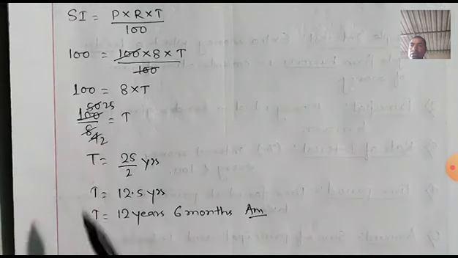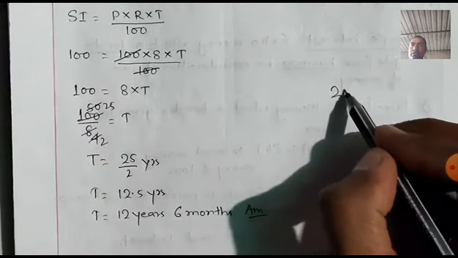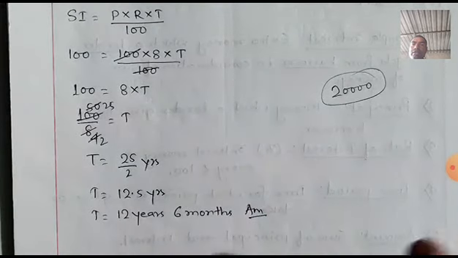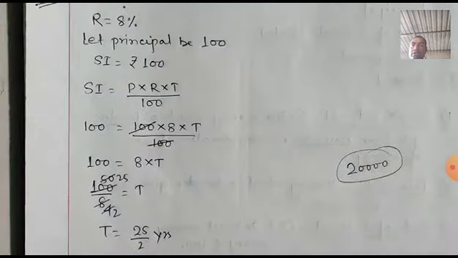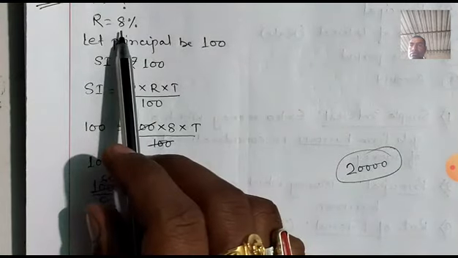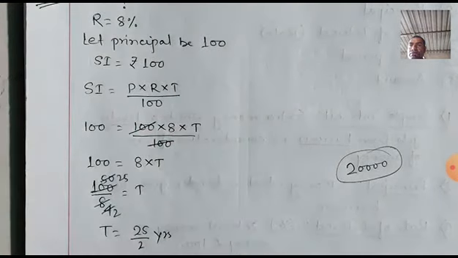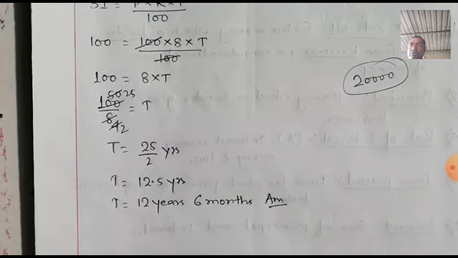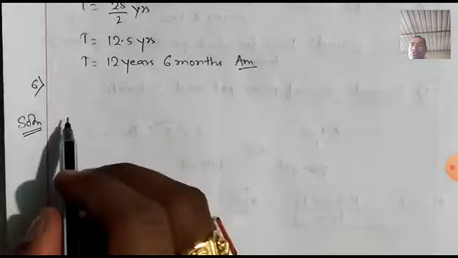Then whatever is given, suppose 2 lakh, 20 lakh, it depends. But see, rate of interest is given 8%, so your time will be 12 years and 6 months. Now after that we will solve question number 6.